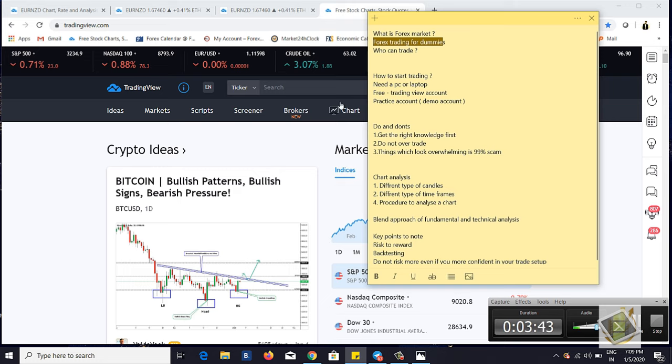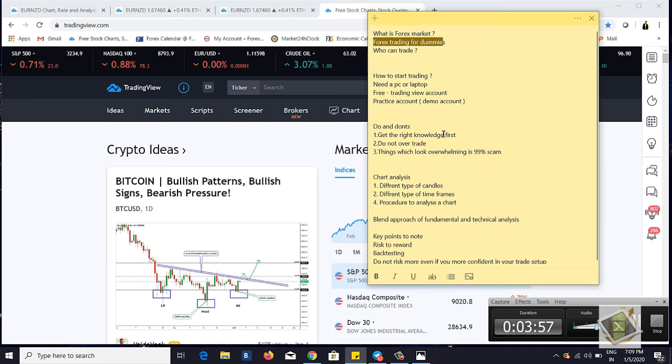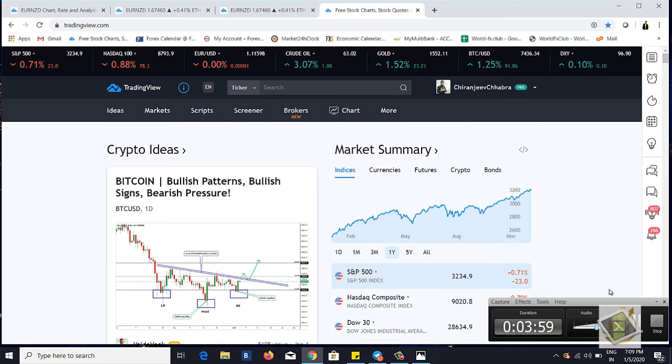You can use this application called tradingview.com. You can just register for free. It is a free charting application. You can use it for free, and then you can start analyzing charts.